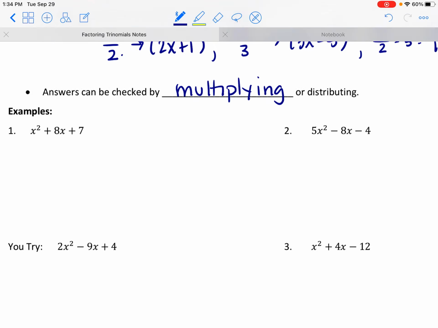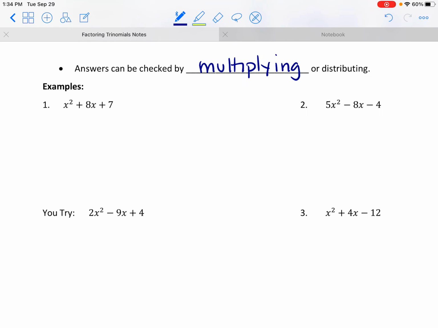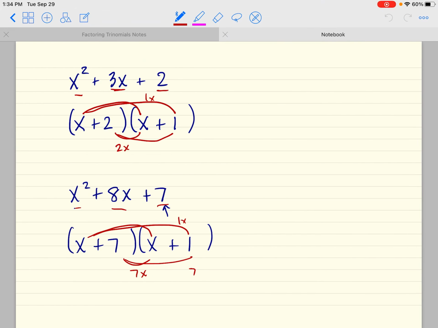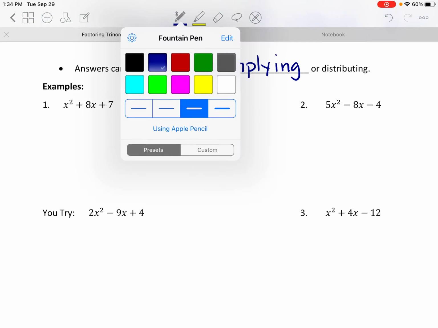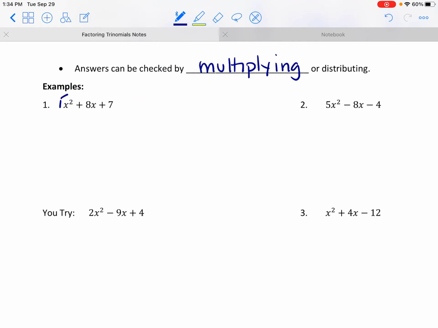Okay, so let's try this out. I think we might have had this one. Did we have this one here? Of course, we did. I duplicated. That's okay. So we're going to start by multiplying our first and last number. So 1 times 7 is 7. And then we want to find factors of 7 that make 8, and they happen to be the only factors of 7, which are 1 and 7.